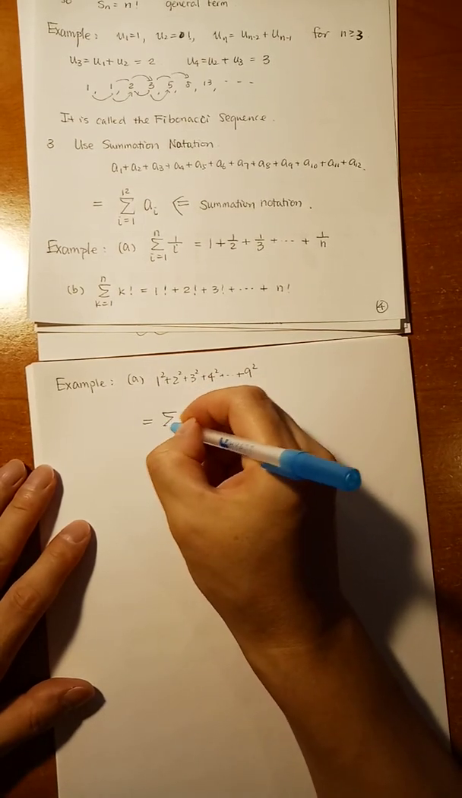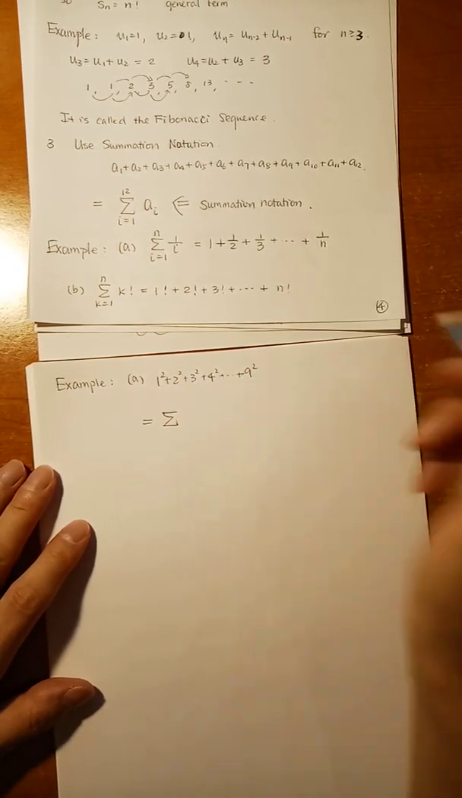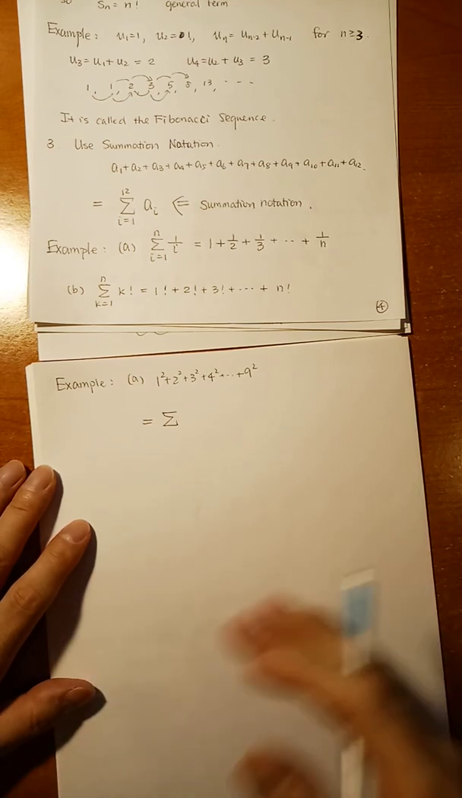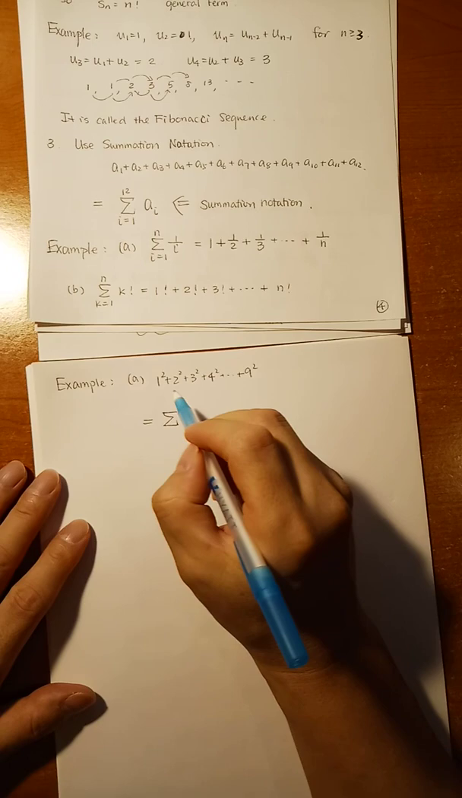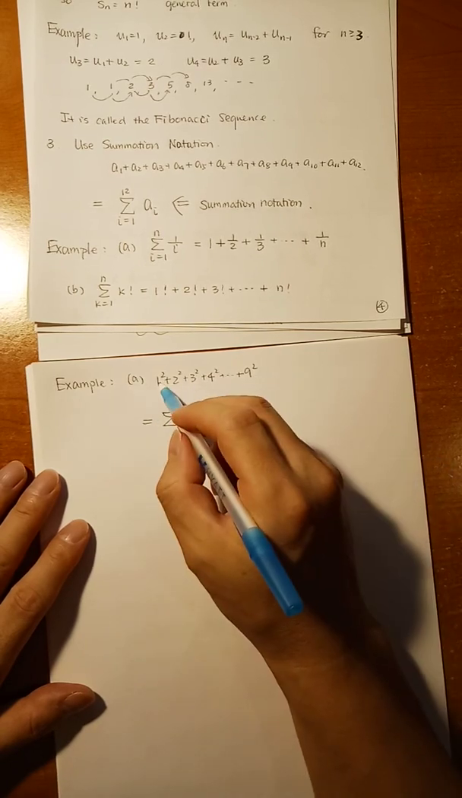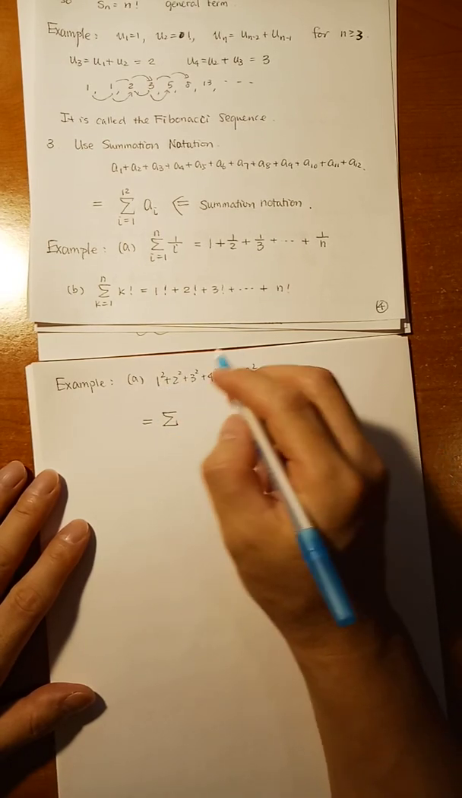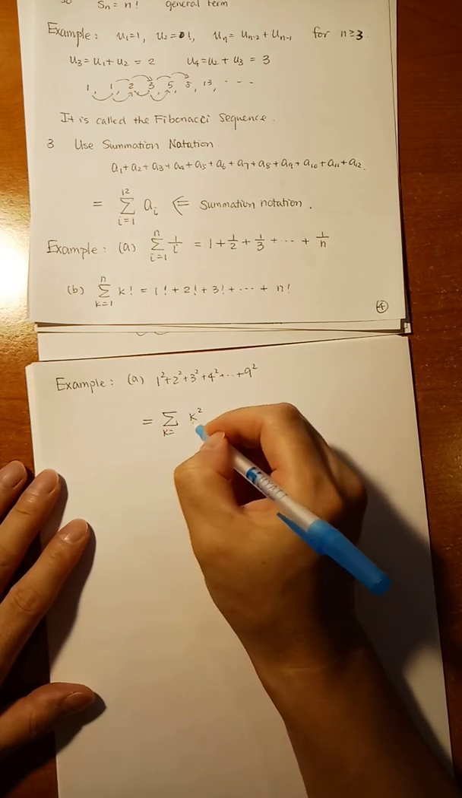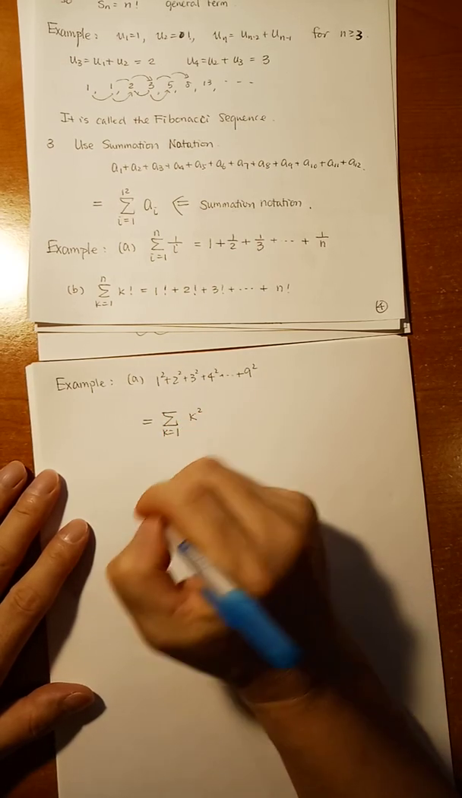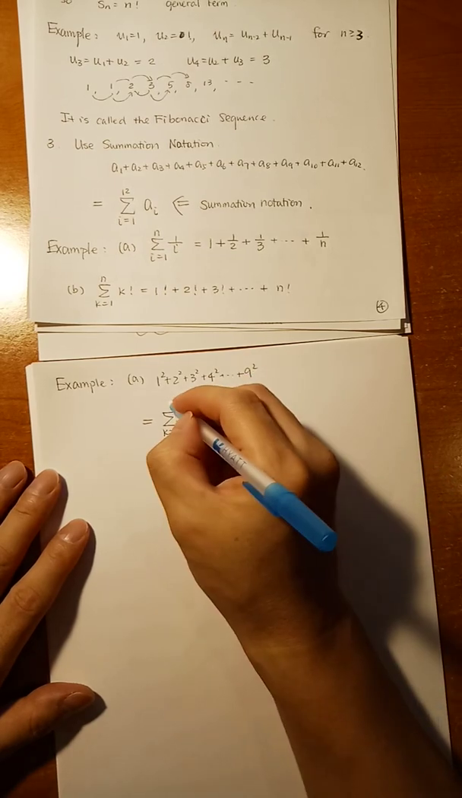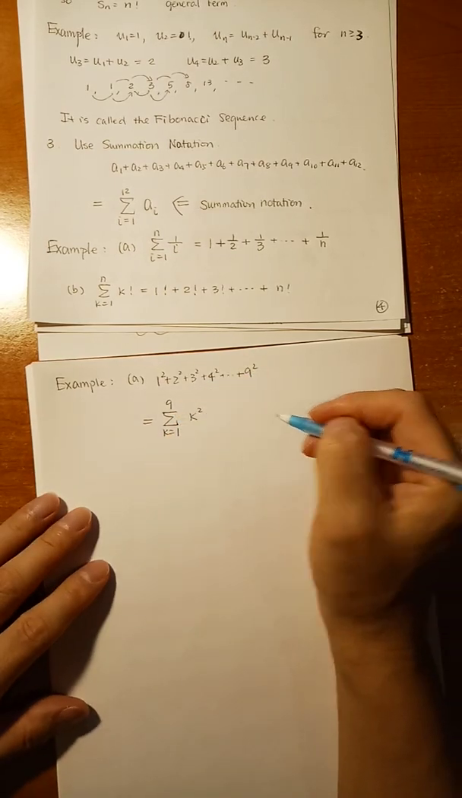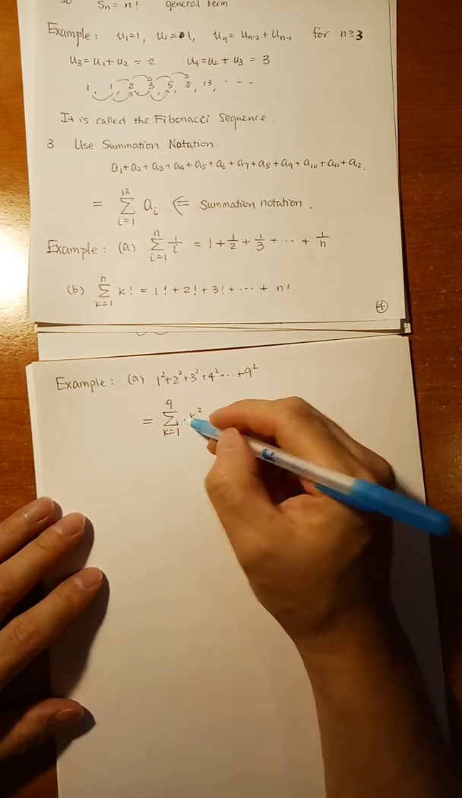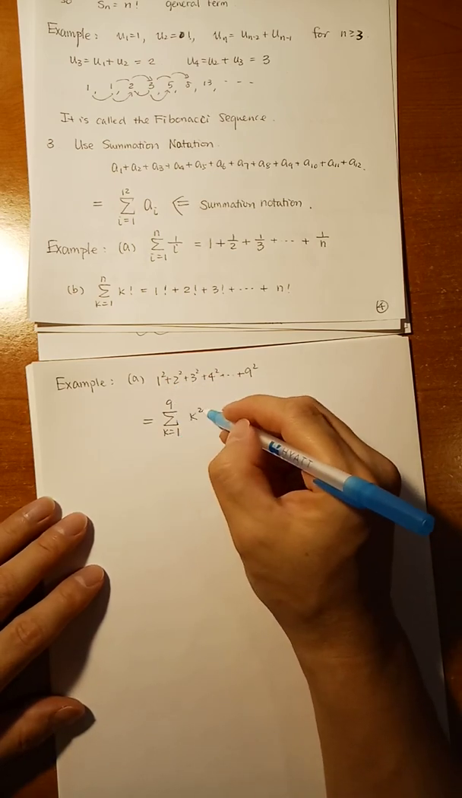We first put a sigma. Sigma only covers the positive plus sign. It does not cover the negative sign. Negative sign, you have to handle it by yourself. And in the sigma, this pattern is 1 square, 2 square, 3 square, 4 square. So it's k square. K starts from the first index 1, stops at index 9. So this long sum can be written as sigma k from 1 to 9 of k square.